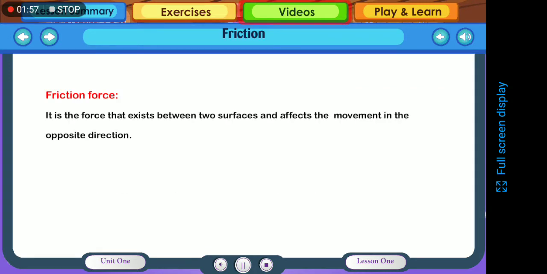Definition of friction force: force that exists between two surfaces and has an effect in the opposite direction of movement. Repeat after me: force exists between two surfaces and has an effect in the opposite direction of movement.